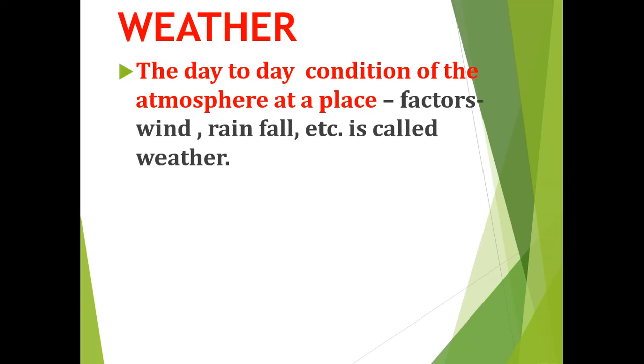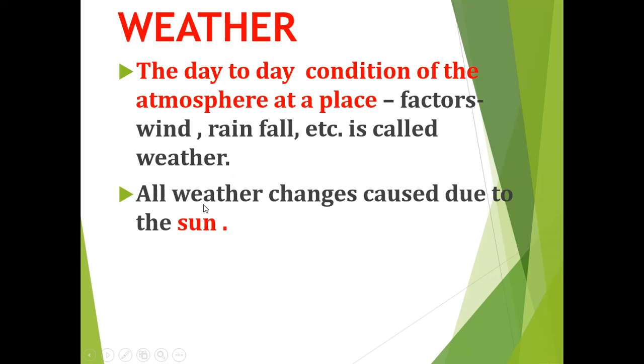So what is meant by weather? Day to day conditions of the atmosphere at a particular place. Okay, so weather means the day to day situation which is present in the atmosphere at a particular place. So why does this weather occur? Weather changes occur due to factors such as wind, rainfall, etc. Okay, so the day to day condition of the atmosphere at a place due to factors such as wind, rainfall is called weather.